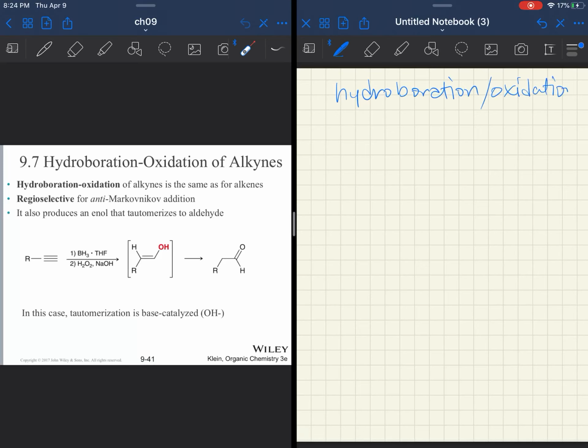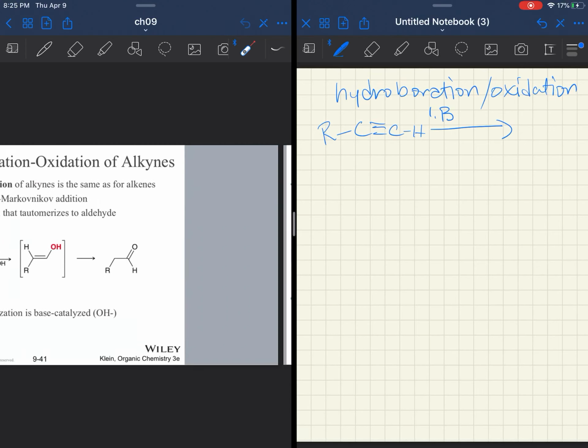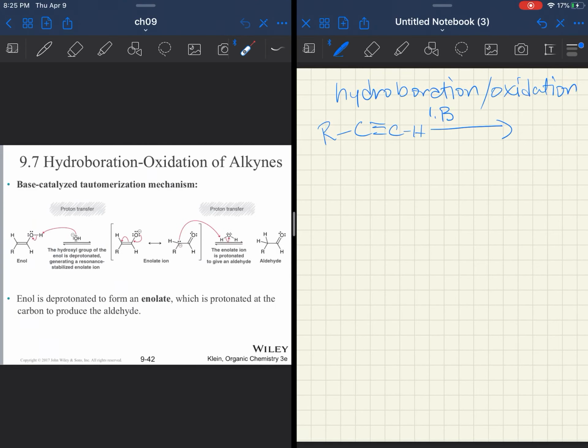But what if we want to go to the less substituted side? Well, of course we have an answer for that. It's hydroboration oxidation. Now, this looks very, very similar, if not identical, to the reagents in the alkene reaction.